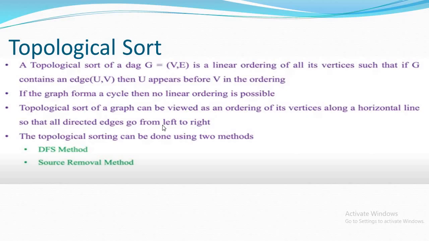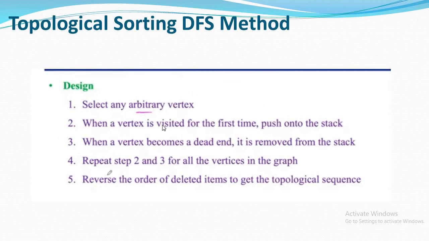There are two methods used to solve the topological sort. First method is the DFS method, second one is the source removal method. We are going to discuss the first method, the DFS method. We can choose any vertex. When the vertex is visited for the first time, push it onto the stack. When a vertex becomes a dead end, with no possible moves, it is removed from the stack. The same process is repeated for all the vertices in the graph. Reverse the order of deleted items to get the topological sequence.